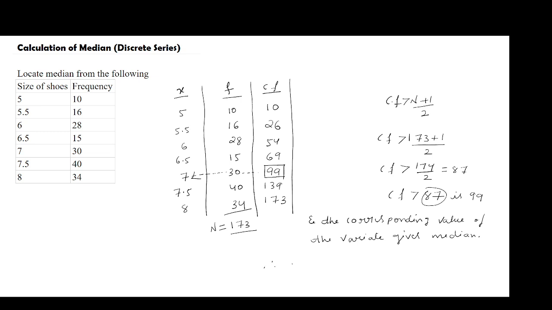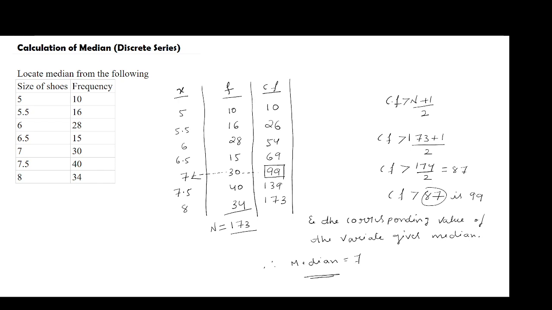Therefore, median is equal to 7. How did we get this? We check the cumulative frequency value which is greater than 87. In the cumulative frequency column, the value which is greater than 87 is 99.